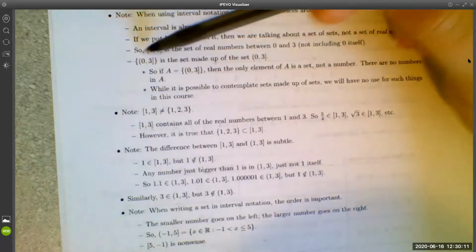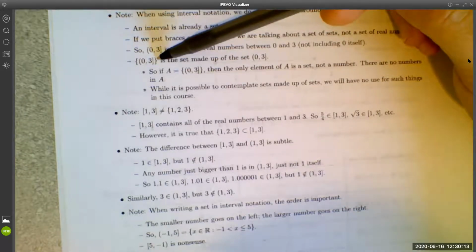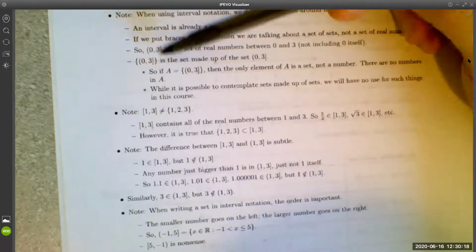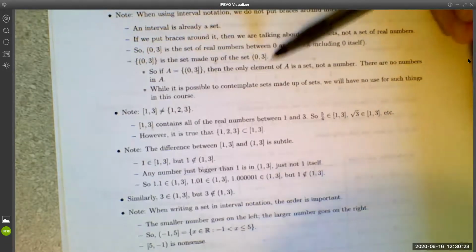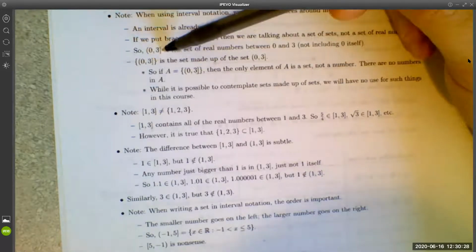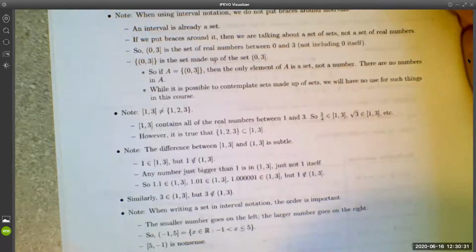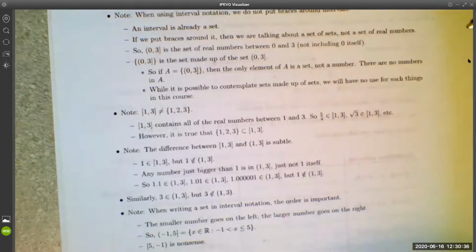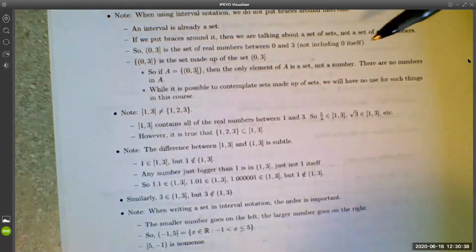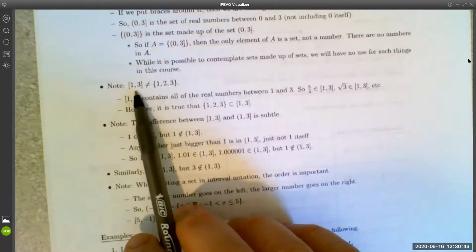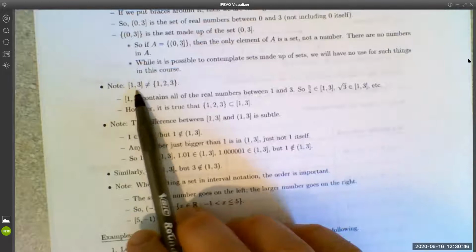If you put curly braces around it, now you're not talking about a set of real numbers. You're talking about a set of a set, a set composed of a set, where the set that makes up the set is the set 0, 3. Anyway, the moral of the story is don't put curly braces around intervals. You don't need to. If you do, your answer's wrong, because you're not talking about a set of real numbers anymore.